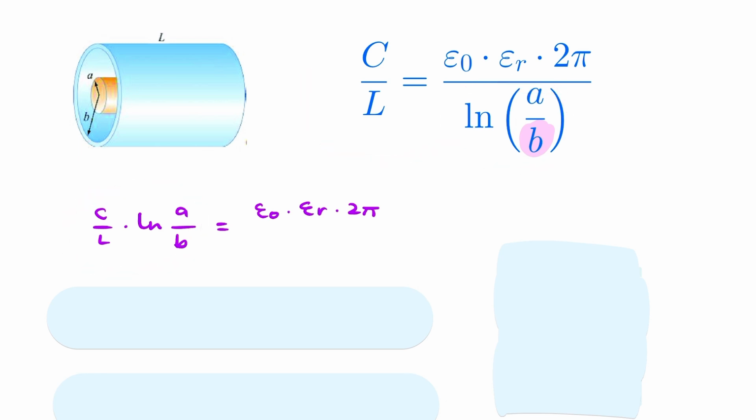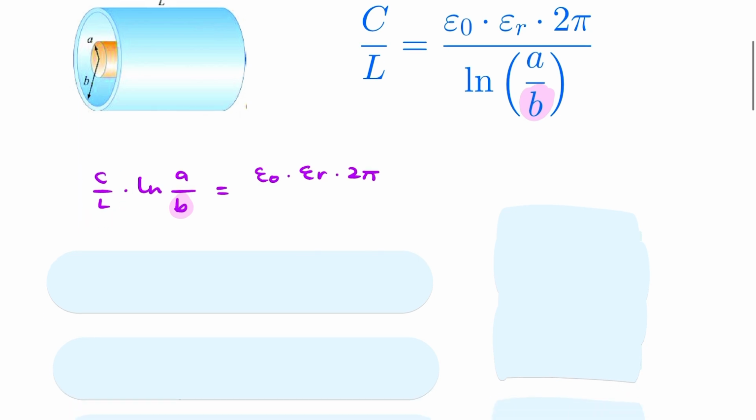The next thing we want to do, remember, the thing we're after is B. So everything that isn't B, we need to get rid of. So to get rid of the capacitance per unit length, we could divide both sides by C over L. That way, that would cancel with that. So that's my next step. I'm going to divide both sides by C over L. So I'm just going to write it here. I'm dividing by C over L.